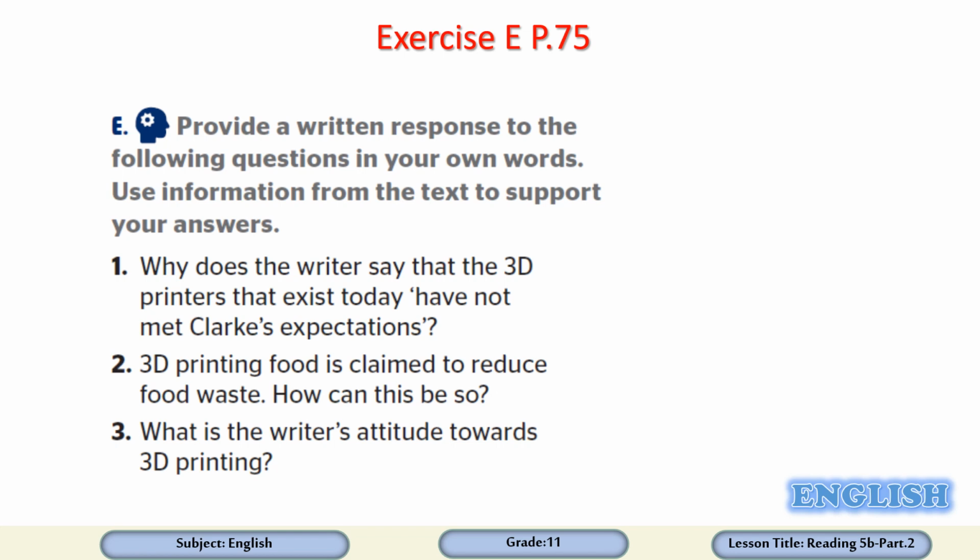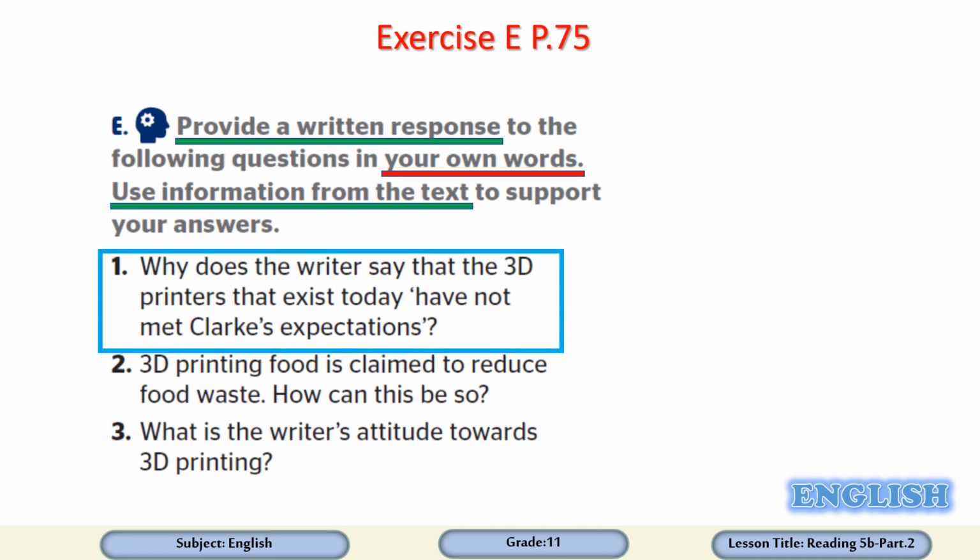Let's go now with exercise A, page 75. Provide a written response to the following questions in your own words. Use information from the text to support your answers. So we have 3 questions. You are going to answer them. You are going to provide a written answer. Let's look at the first question.